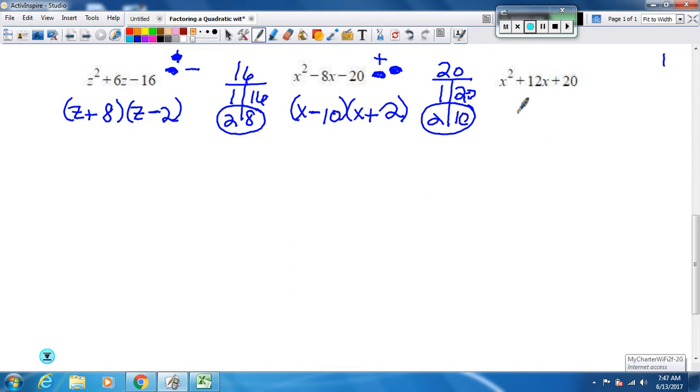Okay, the next one, two sets of parentheses, split up your x's. Everything's positive here, so everything's going to stay positive. I want the factors of 20 that when I add them equal 12. So the factors of 20 are 1 times 20, 2 times 10. When I add those, I get 12. The biggest one first, 10, and a 2, and you're finished.